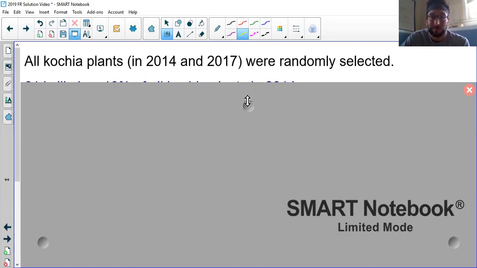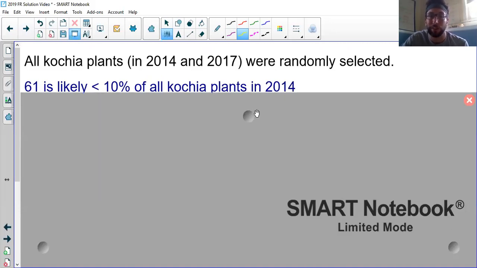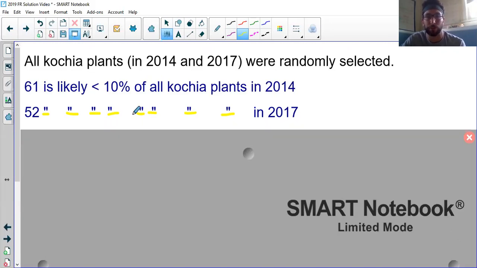Next, 61 is probably pretty sure less than 10% of all coquilla plants in 2014. And then similarly, 52 is, right? These just mean the same thing that's above it. So sure, do that. You're probably going to be handwriting this. You could type stuff. You do what works for you, but with the math, it might be easier. So 52 is likely less than 10% of all coquilla plants in 2017. They're just different colors because they're different conditions. I didn't want to blend them together. There's no conceptual reason behind that.